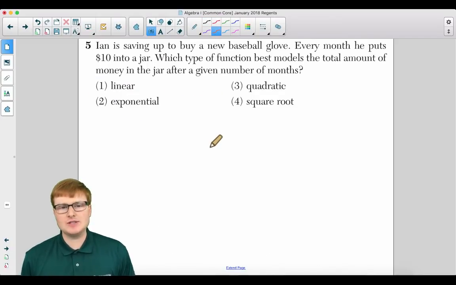Ian is saving up to buy a new baseball glove. Every month he puts $10 into a jar. Which type of function best models the total amount of money in the jar after a given number of months?